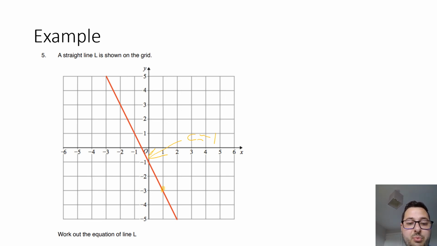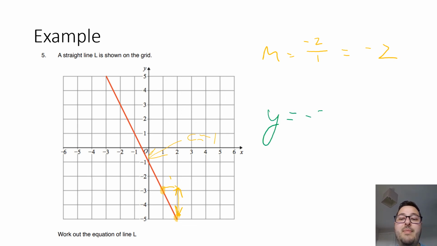Well, if we pick 2 points, let's pick these 2 down here. What have we got here? We've got that the change in y is minus 2, because it's going down, and the change in x is 1. So m is going to be minus 2 over 1, or minus 2 divided by 1 is minus 2. So the equation of this line is going to be y equals minus 2x minus 1.